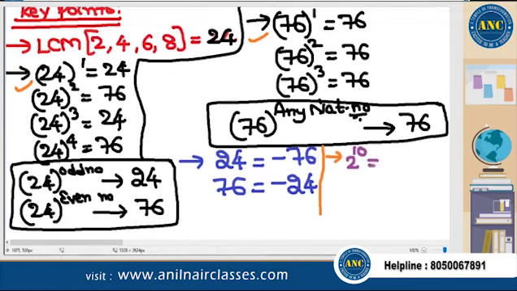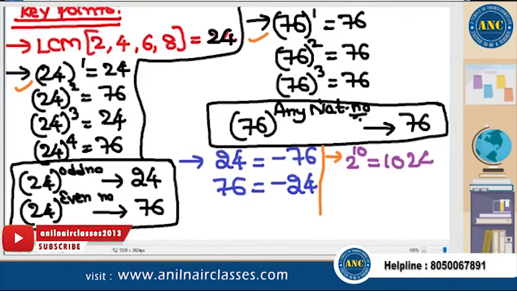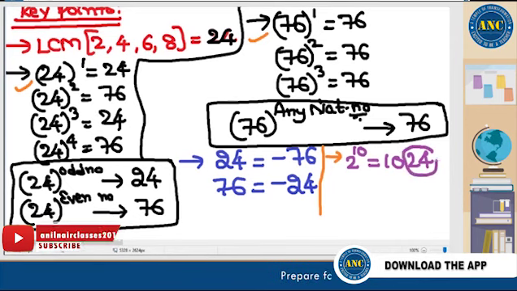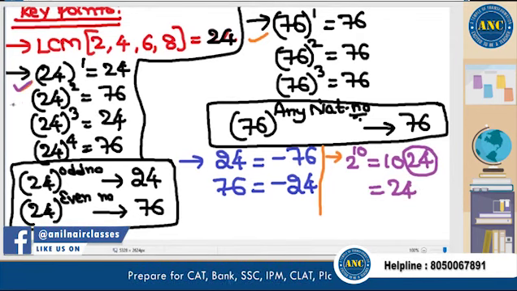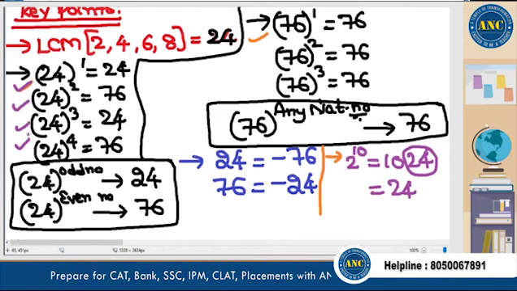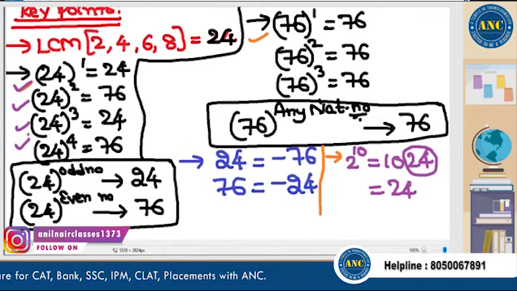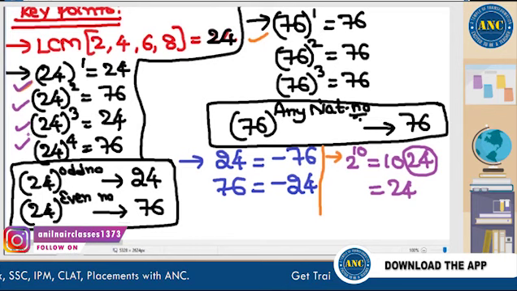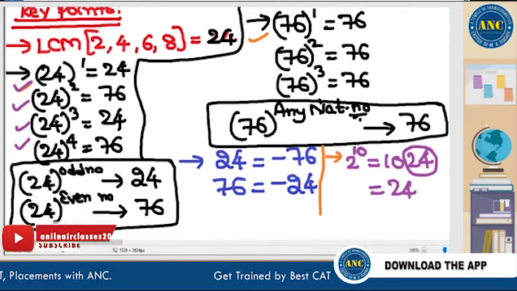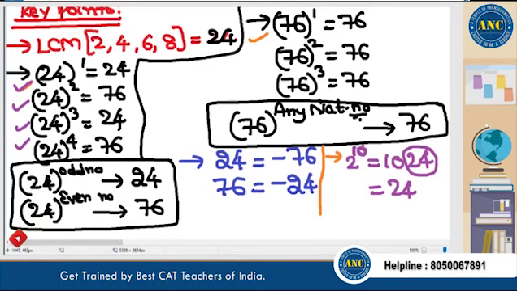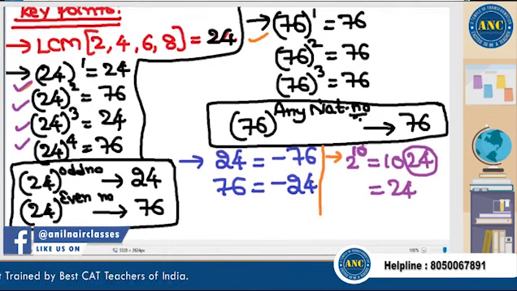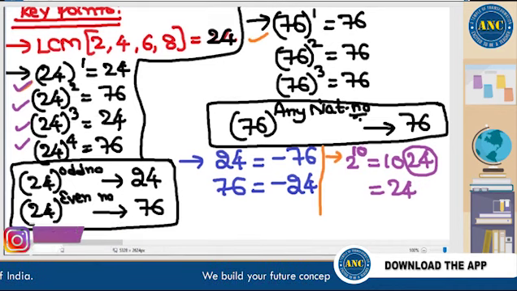Sir, why 2 power 10? Because 2 power 10 is 1024. And what are the last two digits of 1024? 24. And I know all the properties of 24, right? That means whenever you are dealing with 2, 4, 6, 8 as the unit digit, always make use of 2 power 10. Its last two digits are 24, and I know the properties of 24. That is the fifth key point.